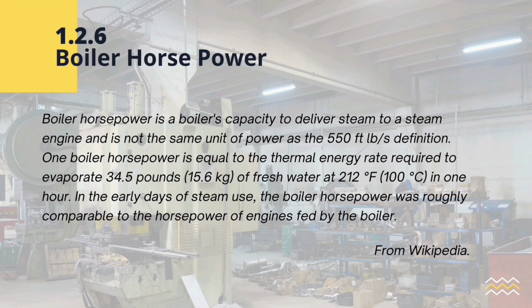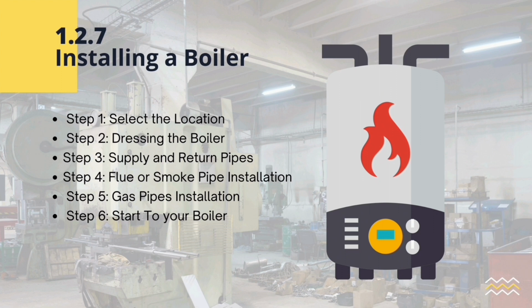These are the steps of installing a boiler. Step 1, select the location. Step 2, dressing the boiler. Step 3, supply and return pipes. Step 4, flue or smoke pipe installation. Step 5, gas pipes installation. And last, start up your boiler.